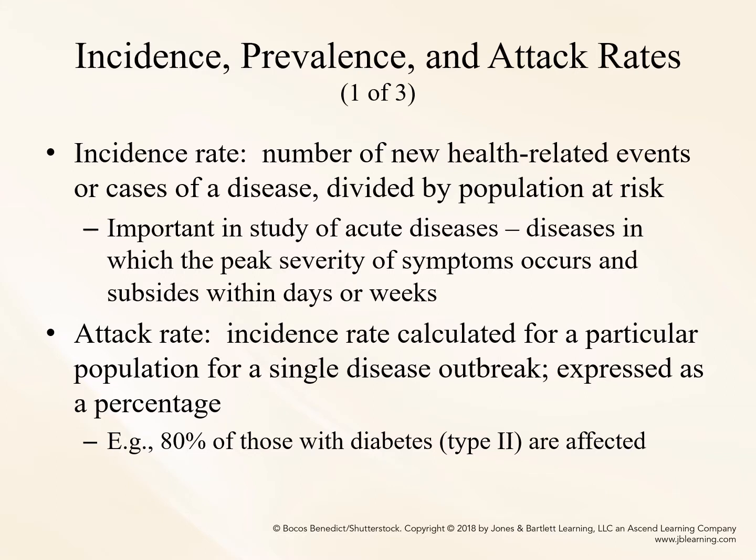Next, we're going to cover incidence and attack rate, and then we'll go on to prevalence. So the incidence rate is the number of new health-related events or cases of a disease divided by the population at risk. Okay, so the incidence is the new number of cases.